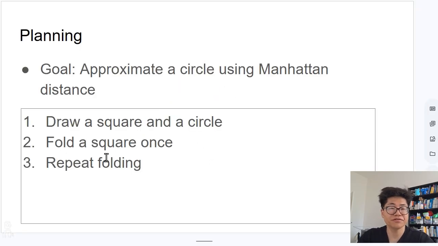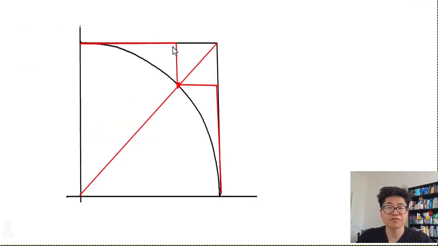Then step 3 is to repeat this folding again and again. To do that, from this intersection point, I have 45-degree lines. And then there's an intersection point on the circle. Then I have the same operation again.